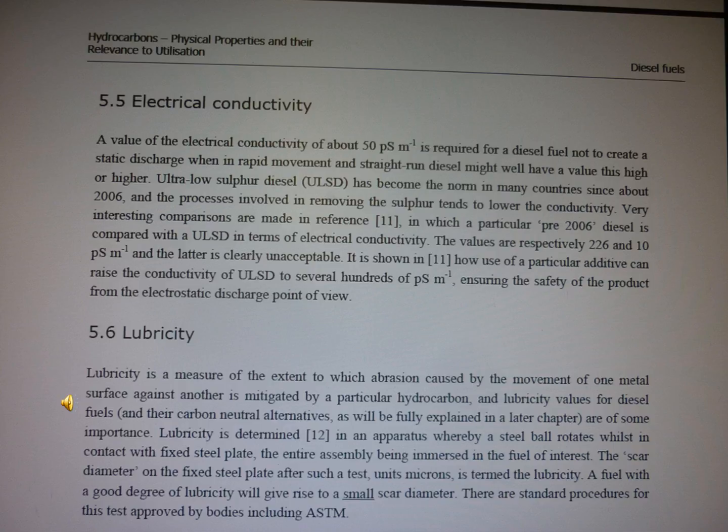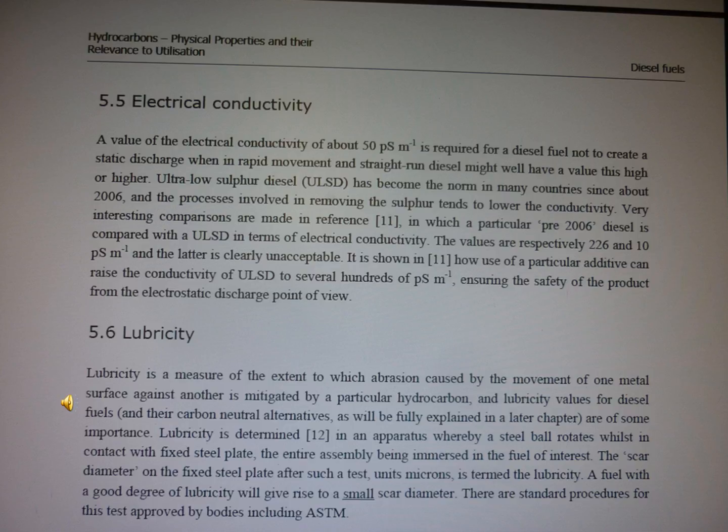Regarding lubricity, it is a measure of the extent to which the friction caused by the movement of one metal surface against another is reduced by the particular hydrocarbon. The lubricity values for diesel fuel and the carbon neutral alternatives are of some importance. Lubricity is determined in an apparatus where a steel ball rotates in contact with a steel plate, the entire assembly being immersed in the fuel of interest. The scar diameter on the steel plate after such a test is usually measured in microns, so it is done in a lubricity test.